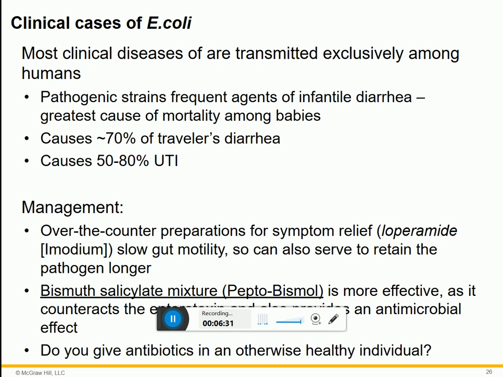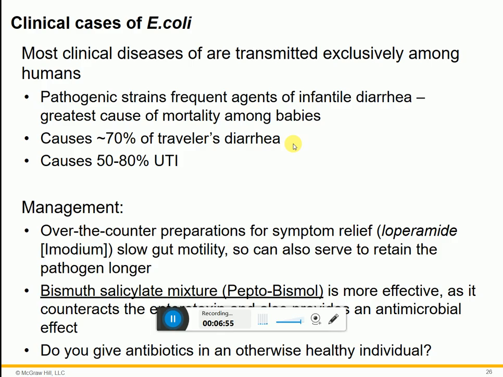And again, for most cases, it is due to E. coli infections. It can also lead to UTIs. So, about 50 to 80% of UTIs are caused by E. coli. So, how do we manage E. coli infections? Well, we could manage it with over the counter preparations like loperamide.